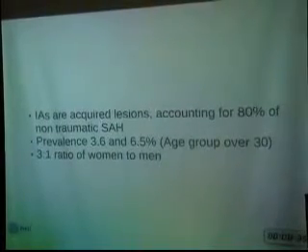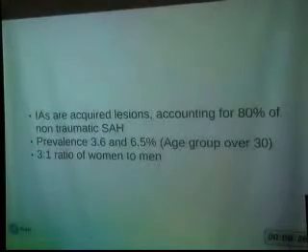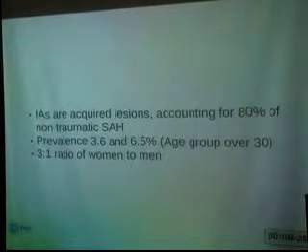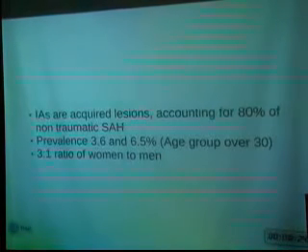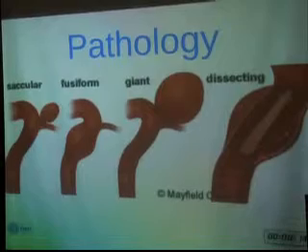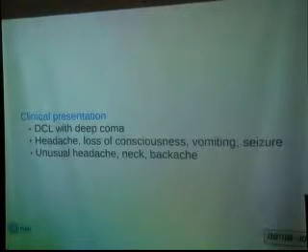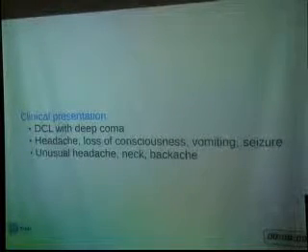Intracranial aneurysms are acquired lesions accounting for 80% of non-traumatic subarachnoid hemorrhage, with a prevalence of 3.6 to 6.5 and a ratio of 3 to 1 in women to men. The pathology of intracranial aneurysms may be saccular, fusiform, giant or dissecting. The clinical presentation varies, from disturbed conscious level with deep coma, to headache, loss of consciousness, vomiting, seizures, and unusual headache, neck, and backache.